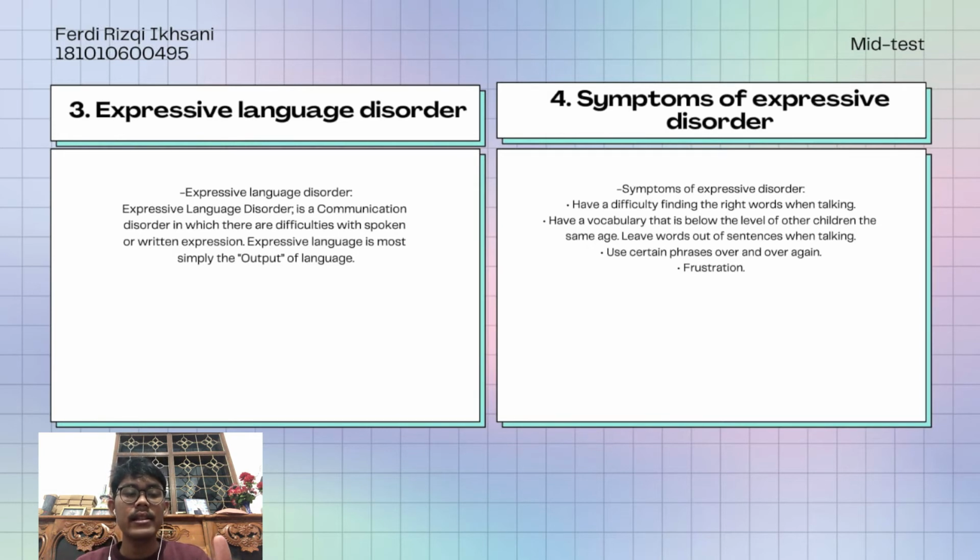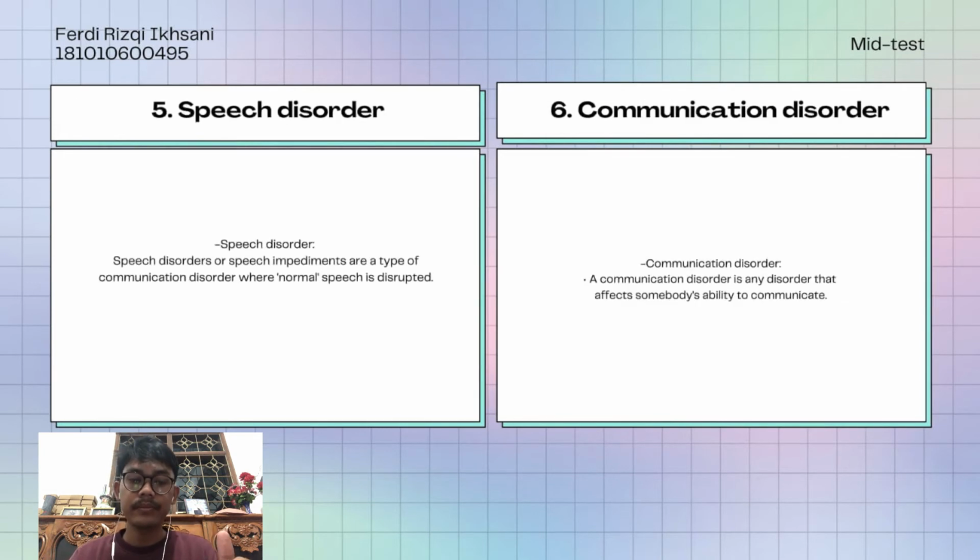Okay, the next slide is speech disorder. Speech disorder or speech impediments are a type of communication disorder where normal speech is disrupted. This can mean stuttering, lisps, and so on. Someone who is unable to speak due to a speech disorder is considered mute. Now, this is speech disorder.